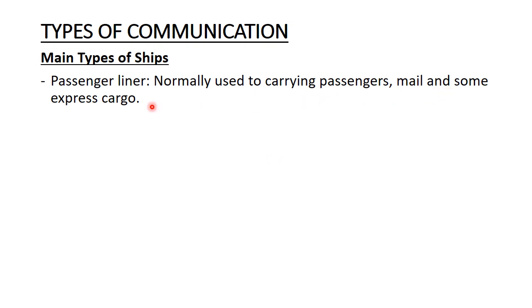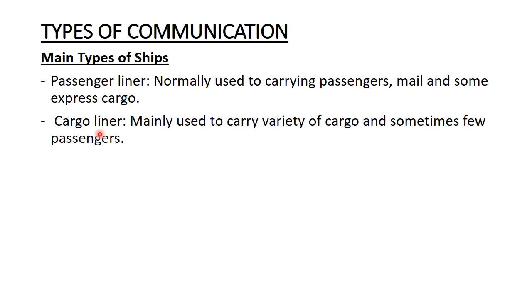So the targets are passengers, but it can also carry a bit of express cargo. Okay, the second is called a cargo liner. This one is used to carry a variety of cargo and sometimes few passengers. So its main target item that it carries is cargo, but it can also carry a bit of passengers.